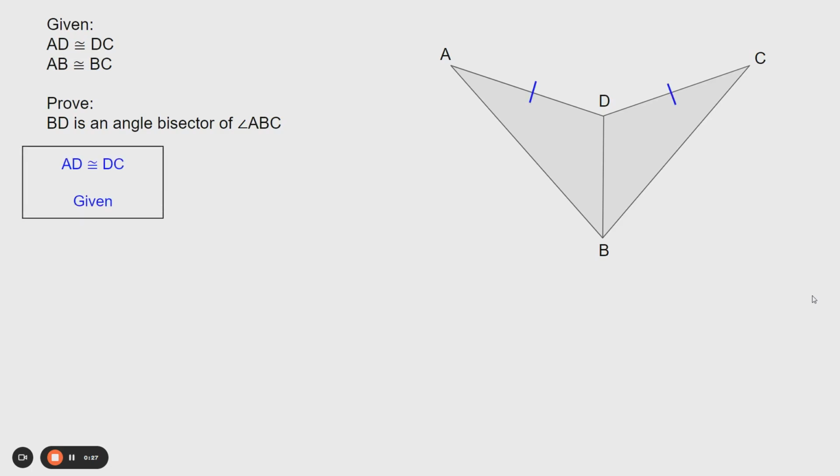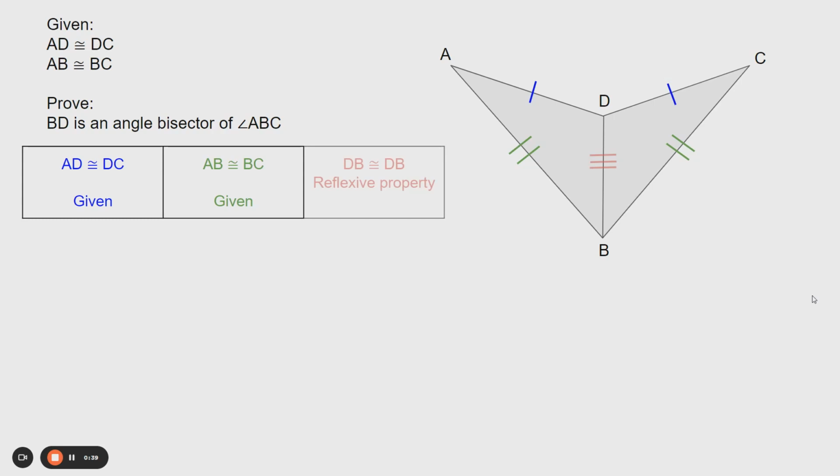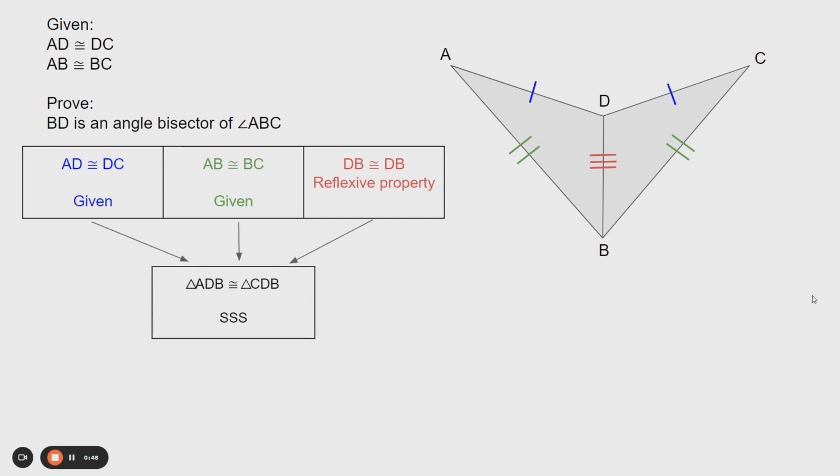So first we can mark that side AD is congruent to side DC, because that is given. And side AB is congruent to BC, because that is also given. And we can mark that side DB is congruent to itself by the reflexive property. All of this leads to that triangle ADB is congruent to triangle CDB by the side-side-side conjecture.